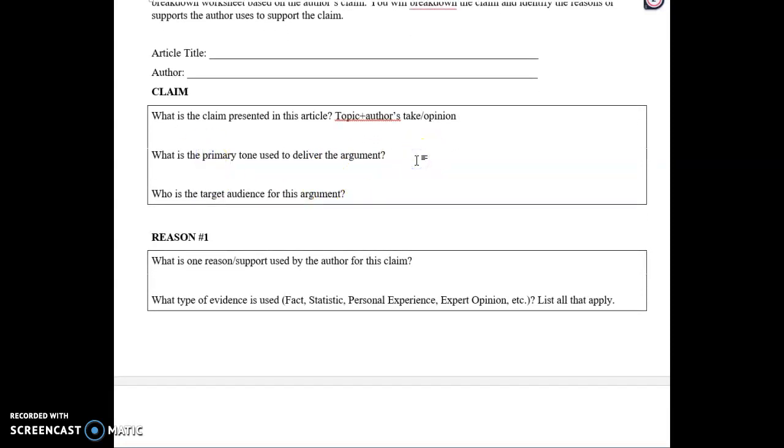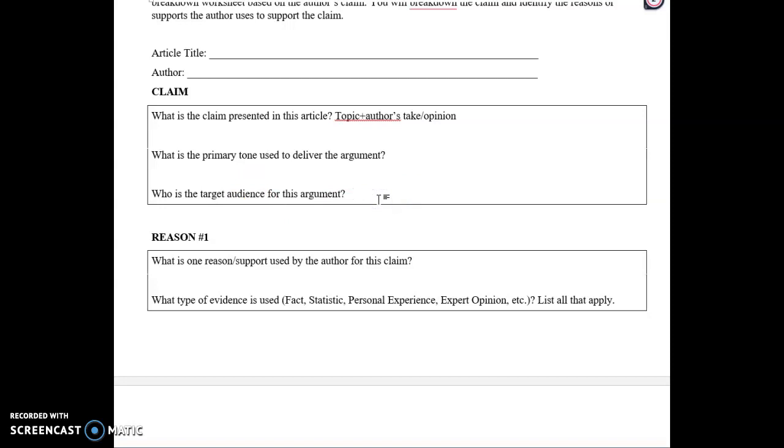Here, the next question it's asking is, what is the primary tone used to deliver the argument? For tone, I have included something that we read back in Unit 1, an article called Tone as a Reader that has a whole bunch of tone words inside of it. I've linked that in the announcement. So when you answer this question, you can pull up that article, look at the example tone words, and pick one that you think applies to this article.